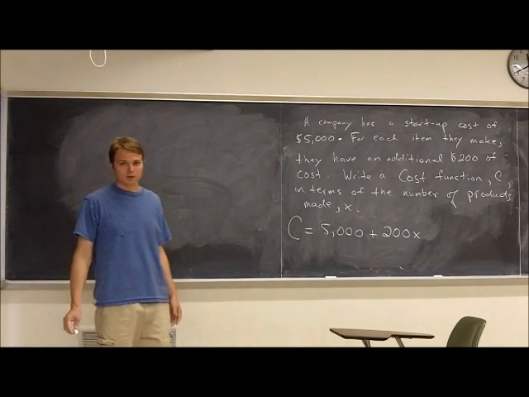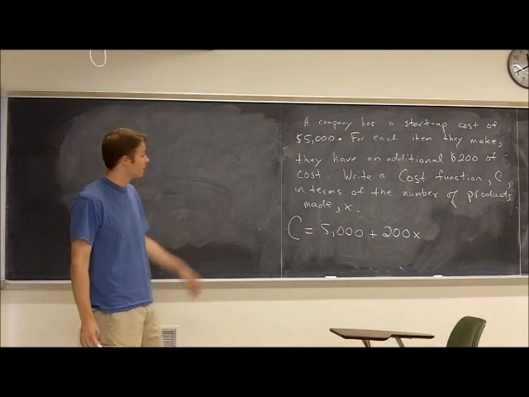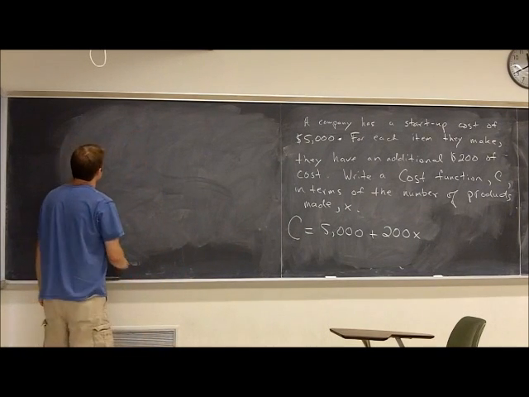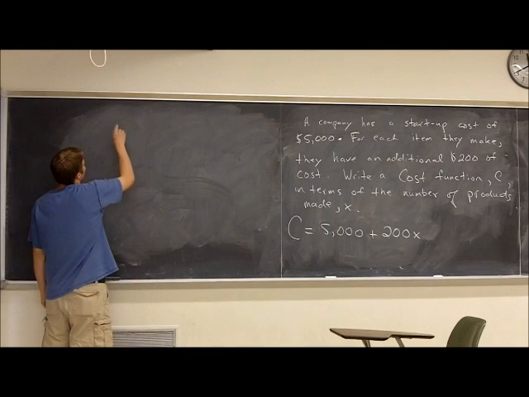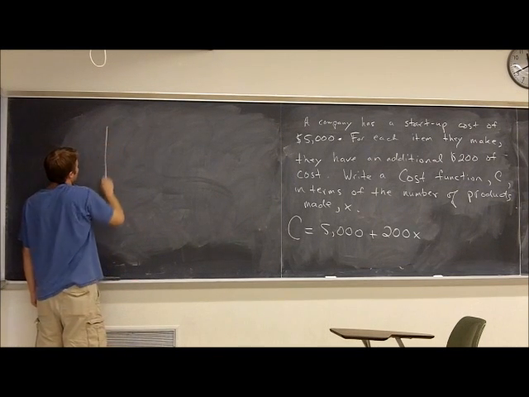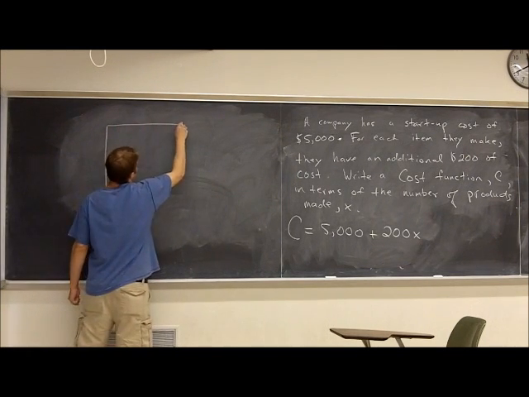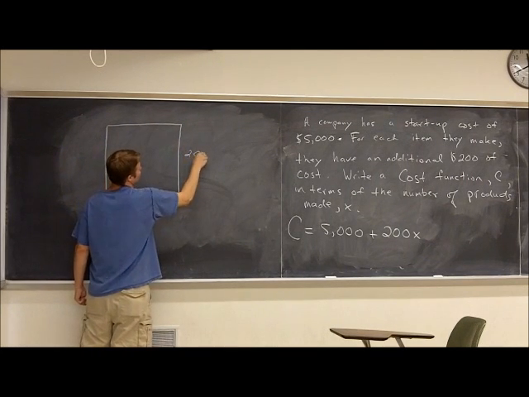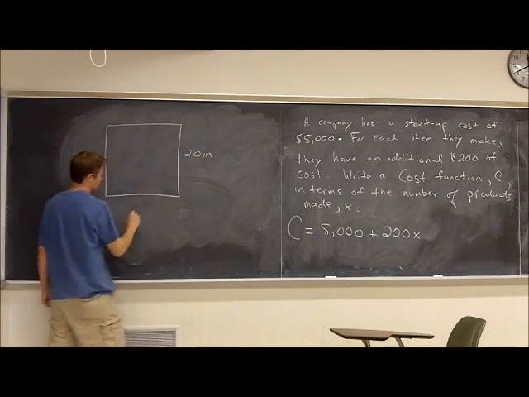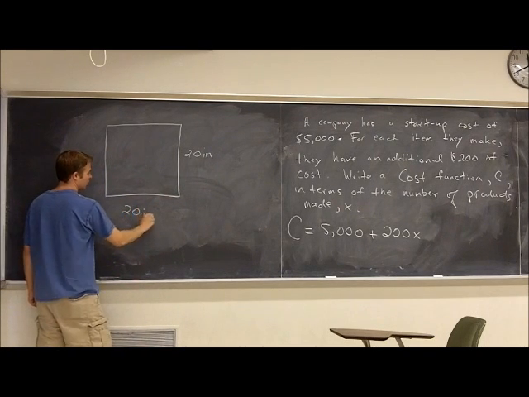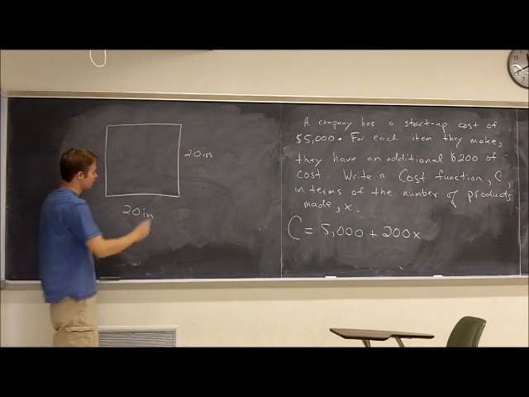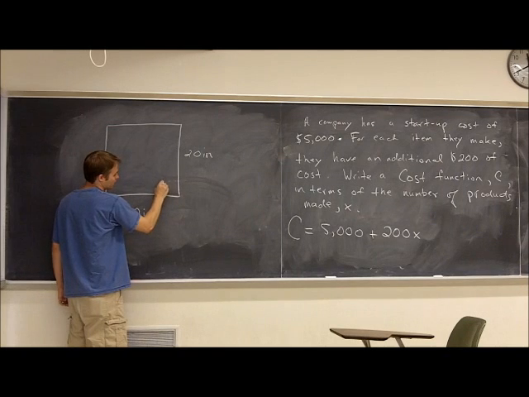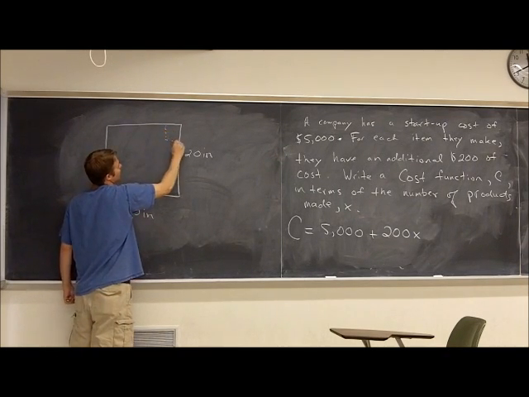So another example I can use the geometry for to come up with one of these functions is something like this. Say that you have a piece of cardboard, it's a square, maybe 20 inches on this side and 20 inches on this side. And what I'd like to do is cut corners out of each side of the square.